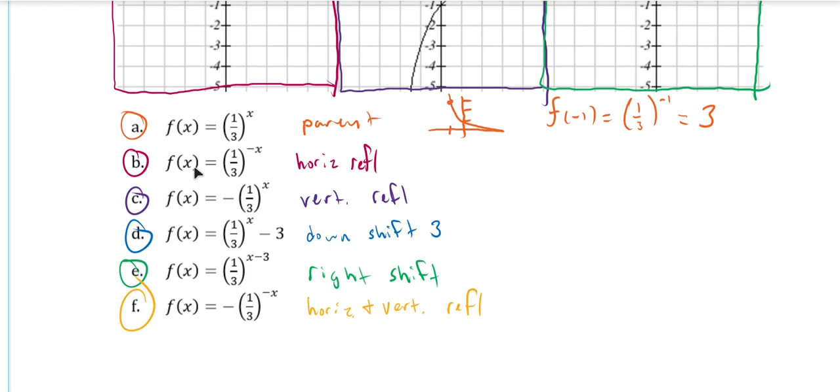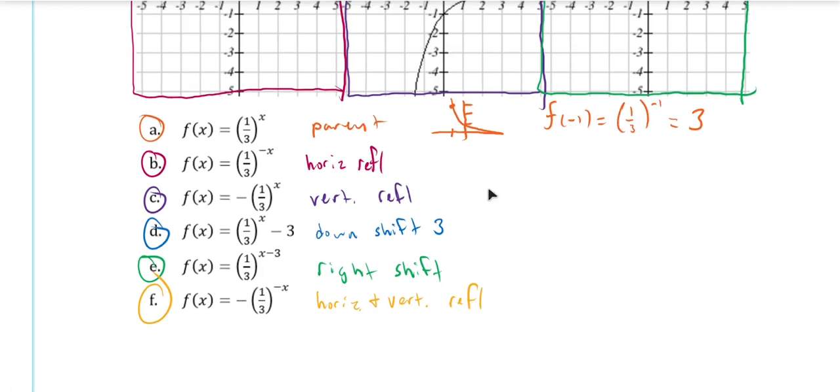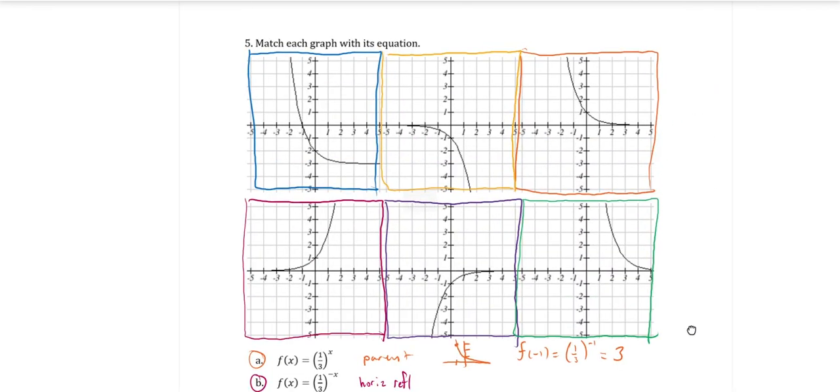But let's take a look at the transformations. We have a horizontal reflection, composition with a times -1. We have times -1 on the outside, that's vertical reflection. We have -3 on the outside, a downshift by 3. We have -3 inside the function, that's a right shift by 3. And finally, we have two negative signs here multiplying by our function on the inside and out. That's horizontal and vertical reflection. So let's see if we can find those things on our graphs.